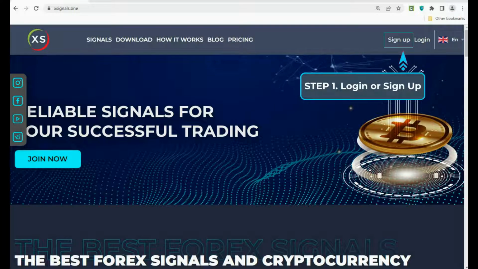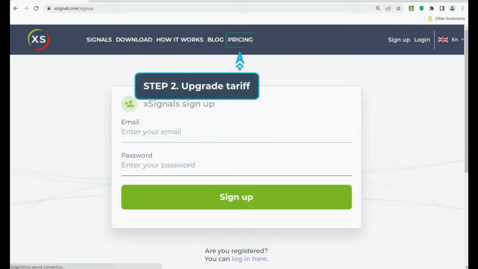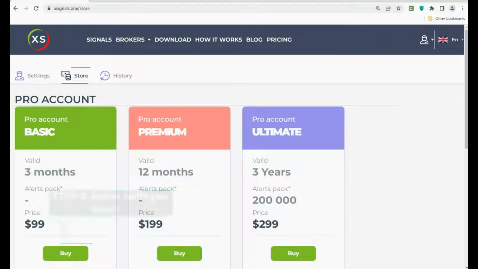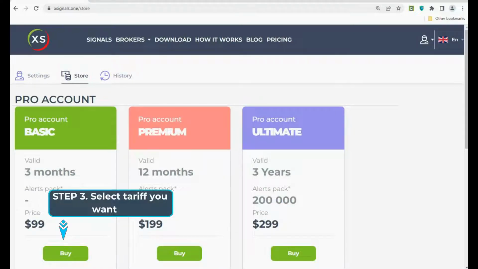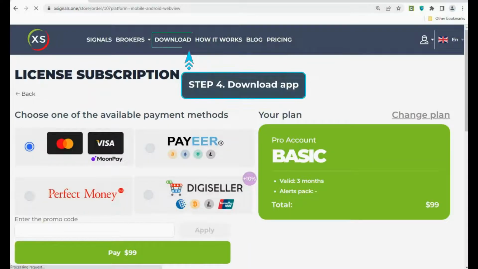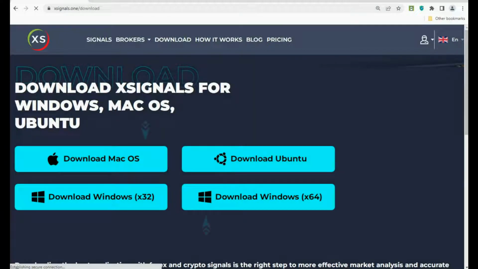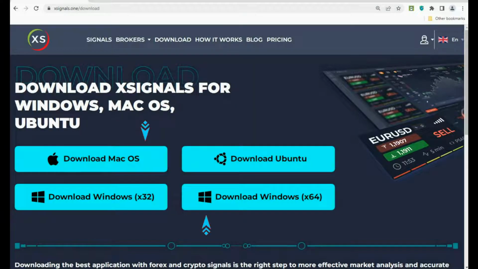To access automatic trading, register on the site. All you need is email and password. To access all the features of the service, it is recommended to purchase one of the Pro versions. You can start with the basic package. Then you can go to the standard or premium package. In addition to the web version, there are desktop applications for all popular operating systems. For more information, visit the website.